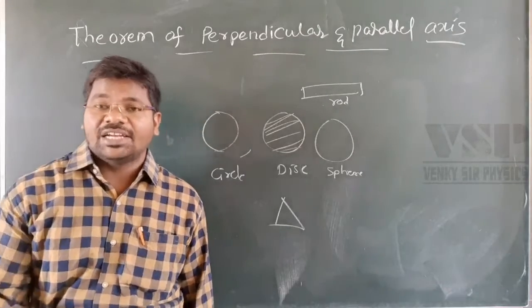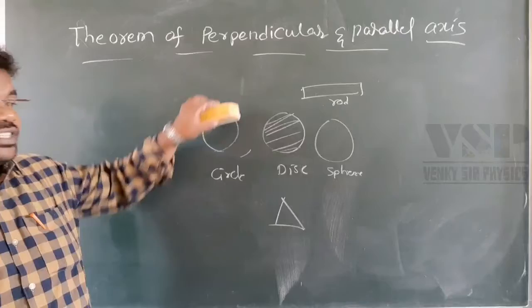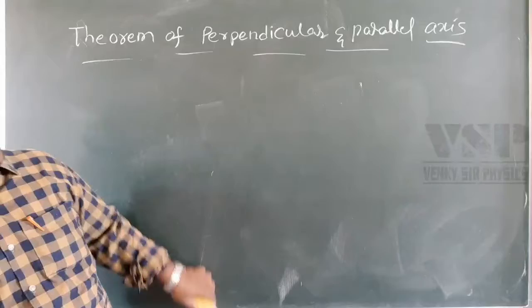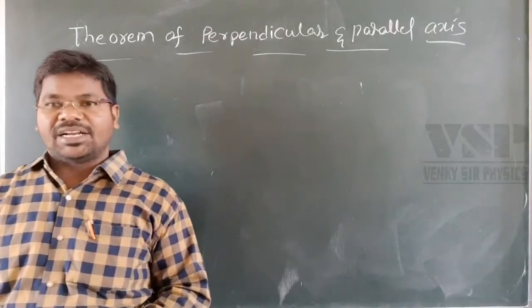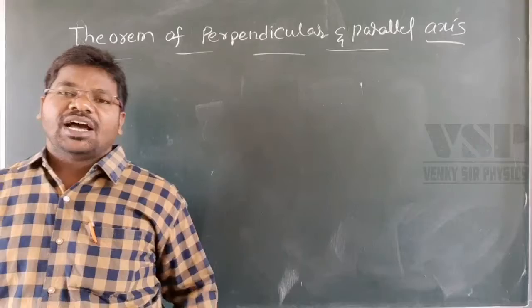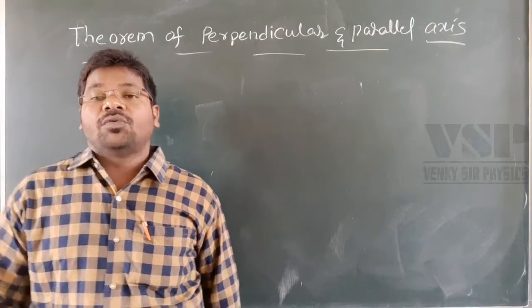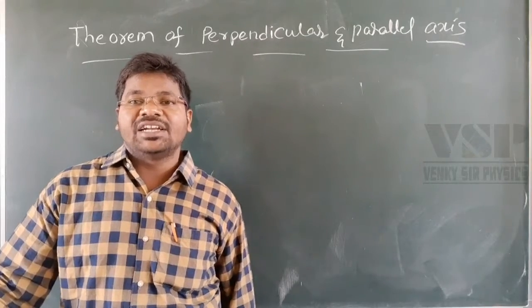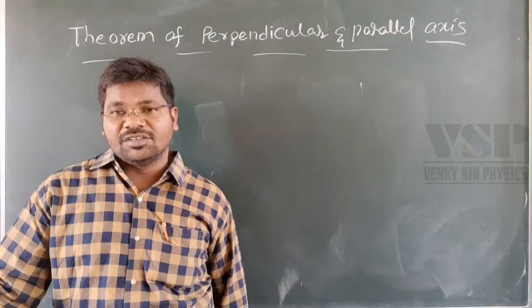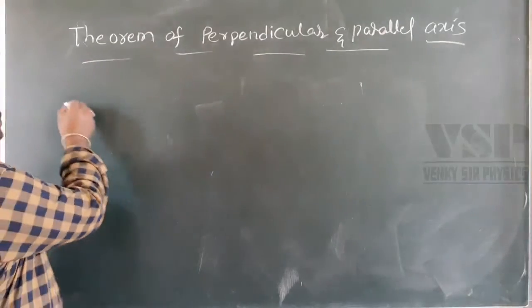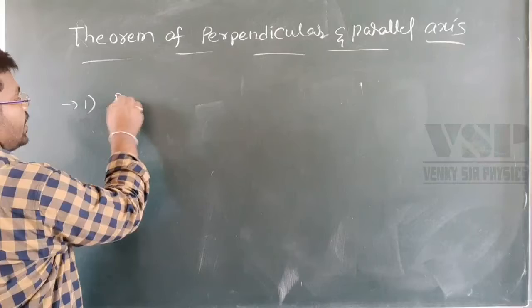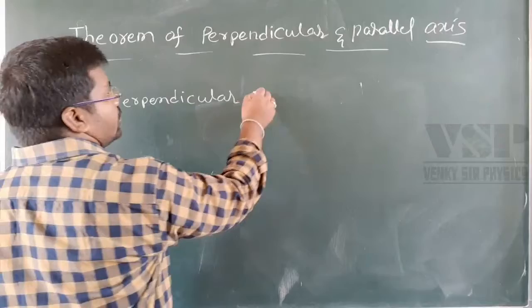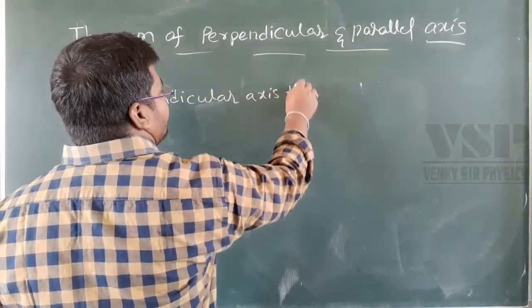So how can we find the moment of inertia of this type of bodies? By using the perpendicular axis and parallel axis theorem, my dear children. By using these we have to find the moment of inertia of bodies of different shapes and different masses. See here, first one what? Perpendicular axis theorem.